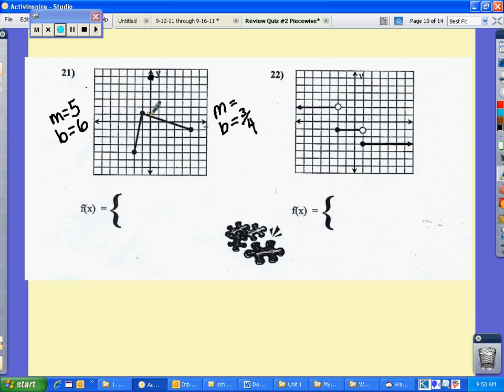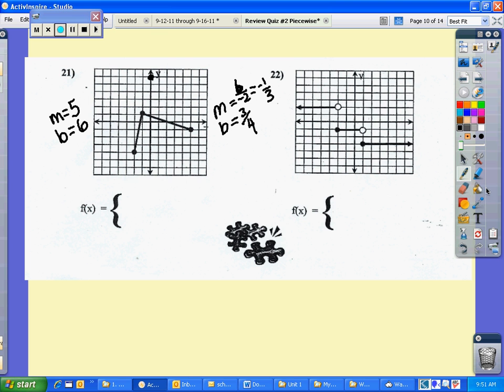And then you're going to go over 1, 2, 3, 4, 5, 6, down 1, 2. So that's down 2, which is a negative. So 6 over -2. Can I simplify that? Can I simplify 6 over -2? Yes, I can simplify it to -1/3. So that's my slope and y-intercept.